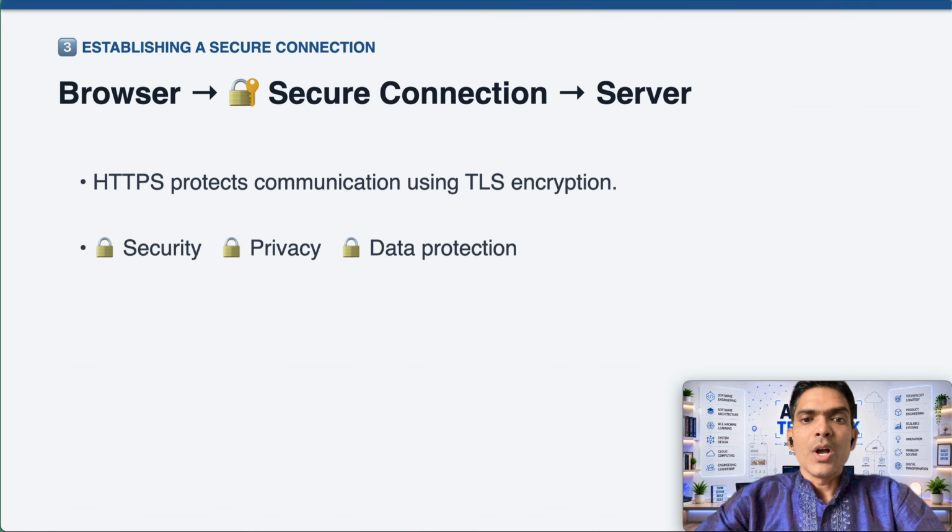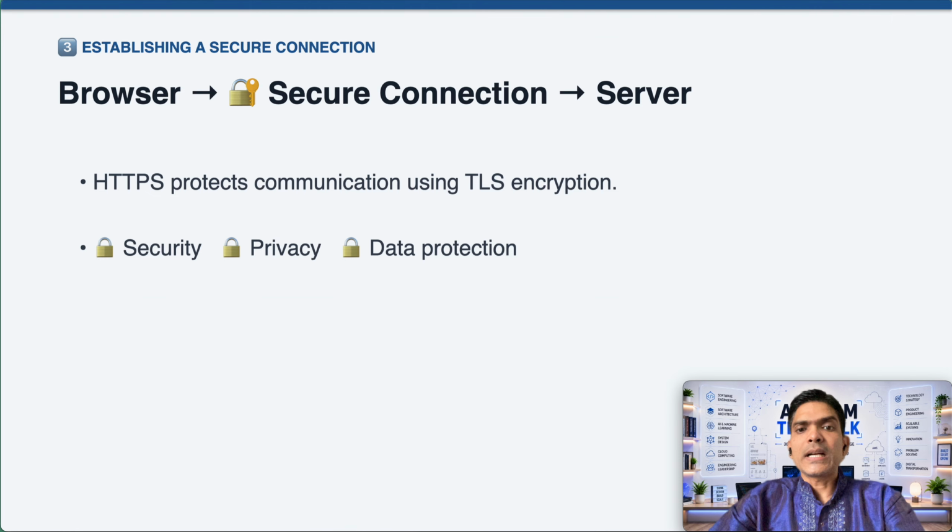Establishing a secure connection. In our example, we are using HTTPS. The S in HTTPS is important because it means the communication is secured by TLS. Before sensitive information is exchanged, the browser and the server establish a secure connection. This helps protect the information traveling between the browser and the server. So, when we are entering a password, payment information, or other sensitive data, HTTPS is an important part of keeping that communication secure. Now that we have a secure connection, the browser can actually send a request.